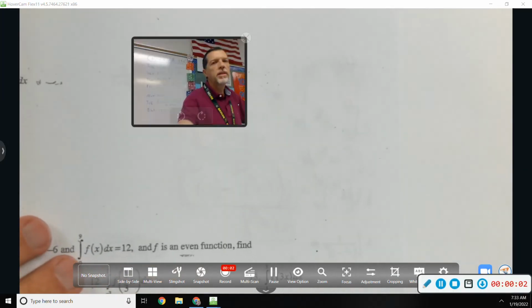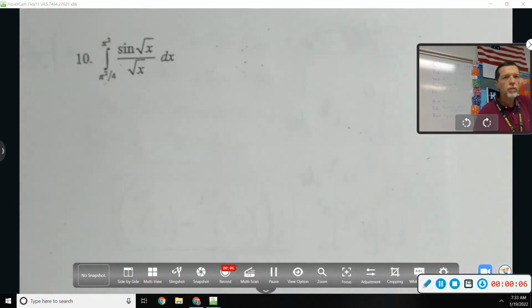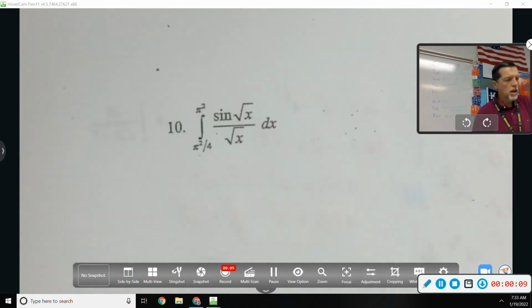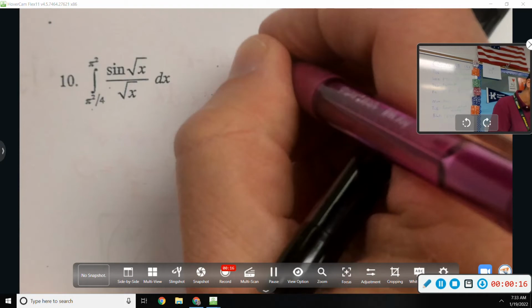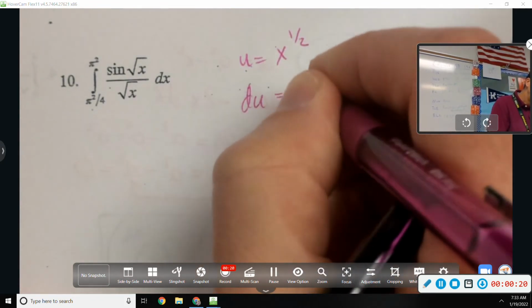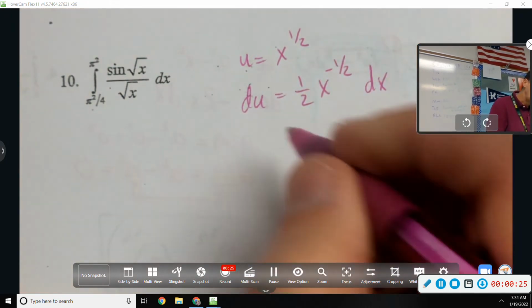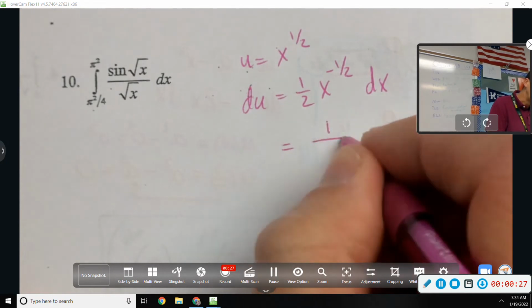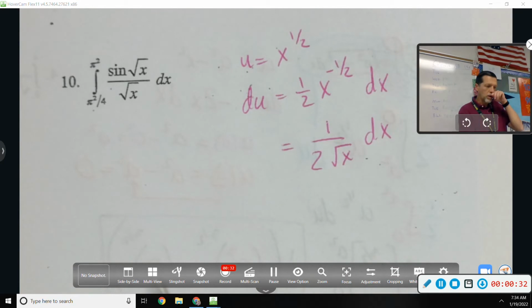So looking at number 10, did you have an idea of what would be a good u for number 10? No. I like x to the 1/2. I think that's a good pick. Because du then is 1/2 x to the negative 1/2 dx. And then if we clean that up or rewrite it, that's a square root of x in the bottom, which is what we have over here. So that's a great pick.